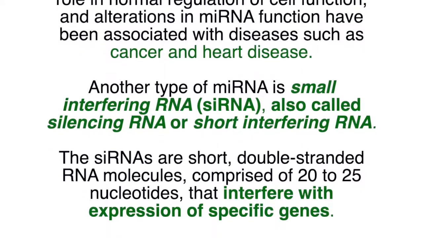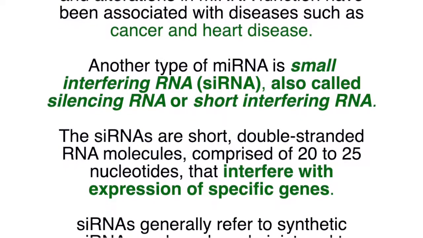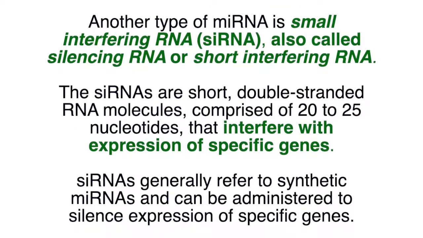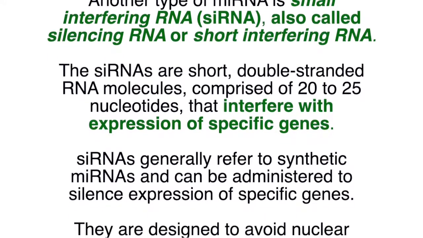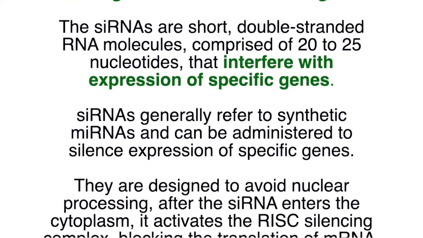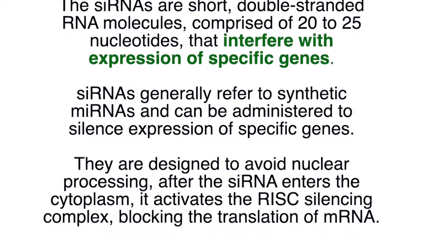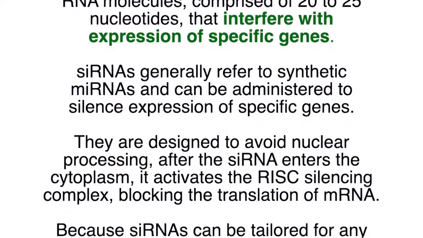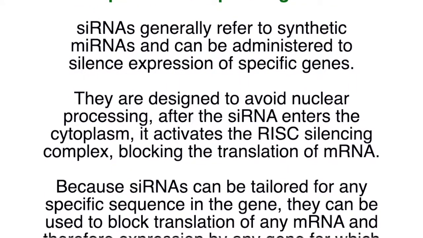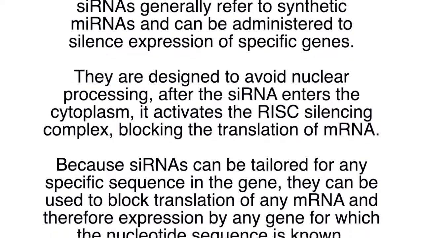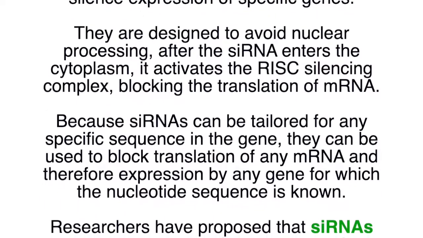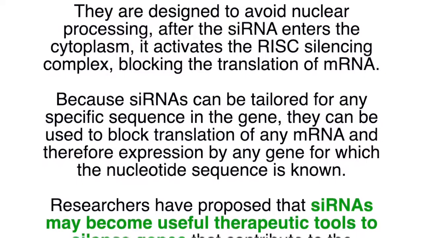The siRNAs are short, double-stranded RNA molecules comprised of 20 to 25 nucleotides that interfere with expression of specific genes. siRNAs generally refer to synthetic miRNAs and can be administered to silence expression of specific genes. They are designed to avoid nuclear processing. After the siRNA enters the cytoplasm, it activates the RISC silencing complex, blocking the translation of mRNA.